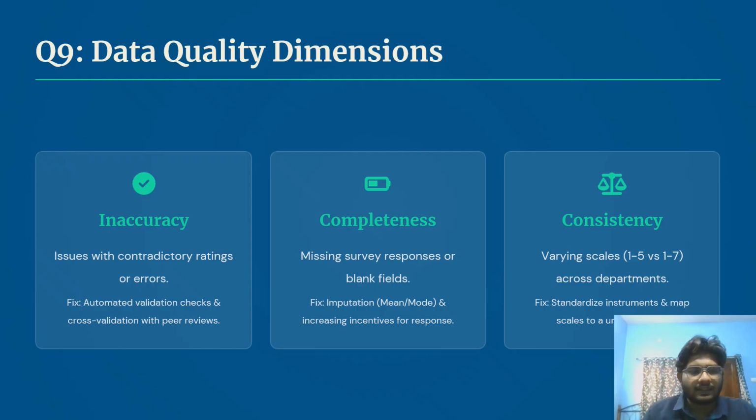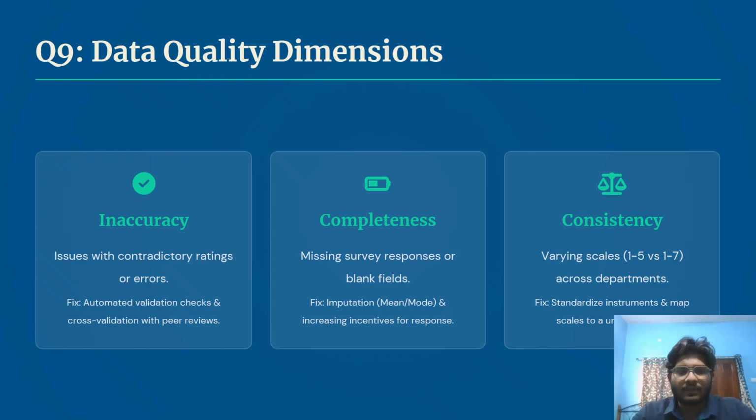Now, completeness is missing data. For example, a student skipped question 3 on the survey. Now we have a blank cell, right? To fix this, we do not let the student go further if they don't click that checkbox or answer that particular question, so they won't be able to go forward. That is completeness.